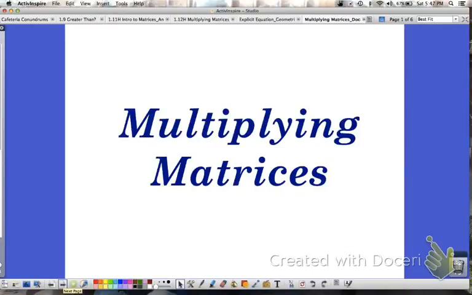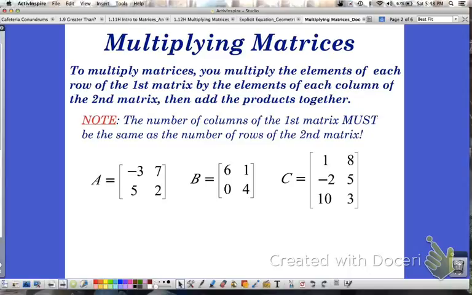In this video, I'm going to remind you how to multiply matrices. To multiply matrices, you multiply the elements of each row of the first matrix by the elements of each column of the second matrix, and then add the products together. But before we get started multiplying matrices, I need to bring up this note.